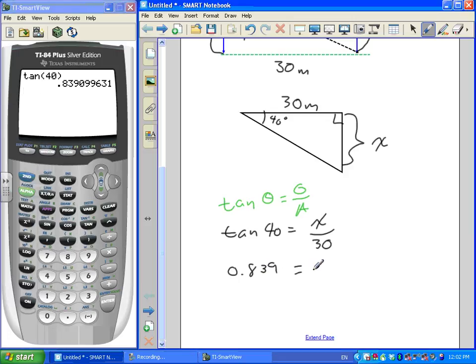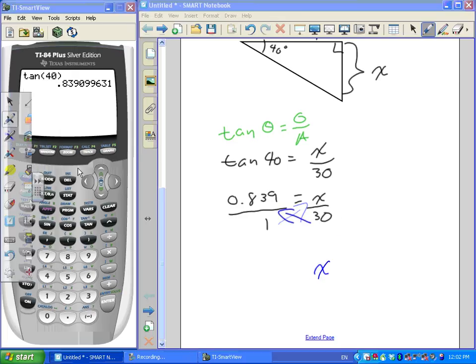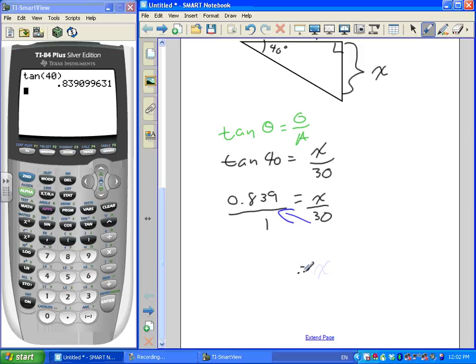0.839 is equal to x divided by 30. And once again, think of this like cross-multiplying. So we cross-multiply: 1 times x will be x, and 30 times this, I'll just bring it to the other side. So we have our x is equal to 0.839 times 30.